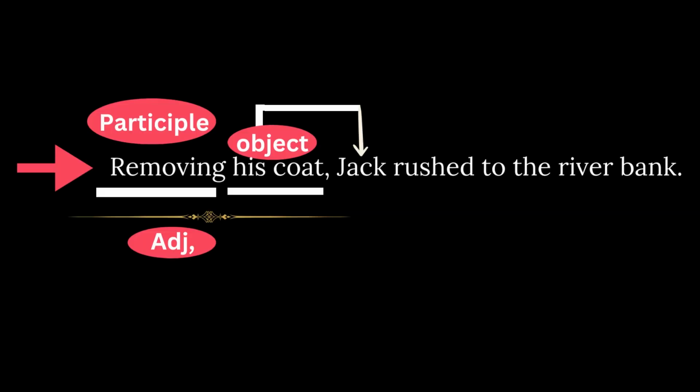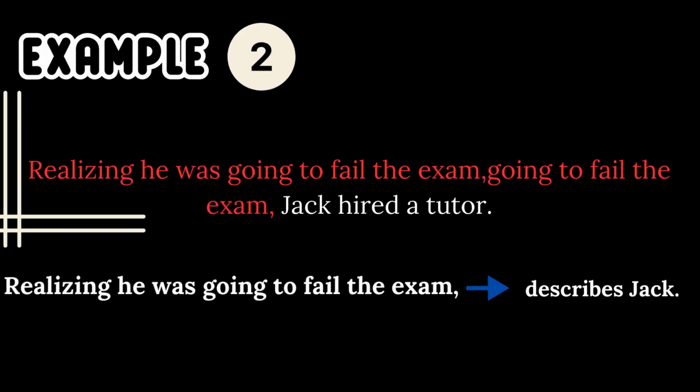So, removing his coat, comma, Jack rushed to the river bank. Removing his coat is a participle phrase which describes the noun Jack. Who removed his coat? Jack did. So the whole phrase acts as an adjective. Example number 2. Realizing he was going to fail the exam, comma, Jack hired a tutor.